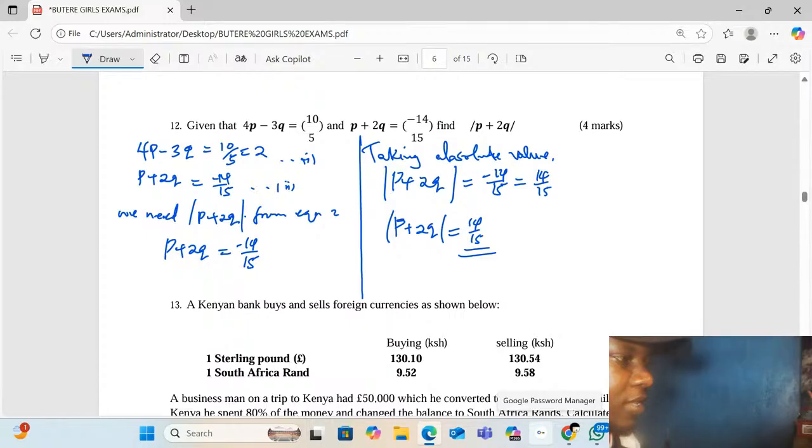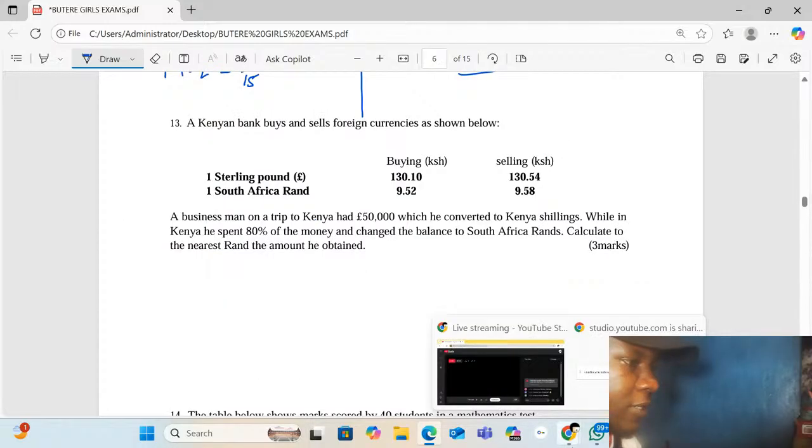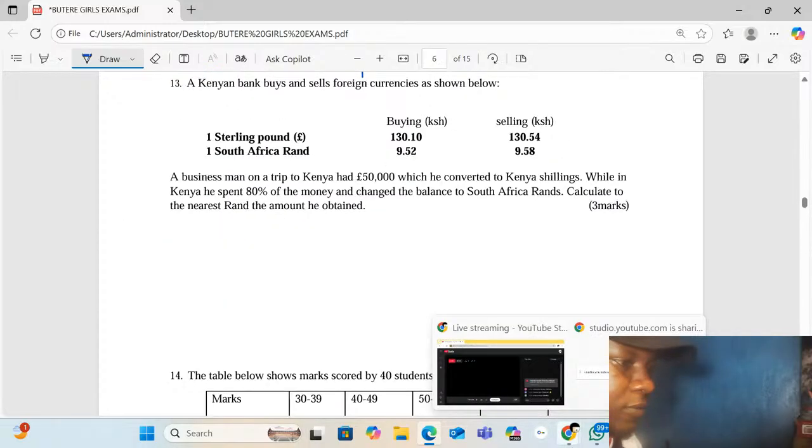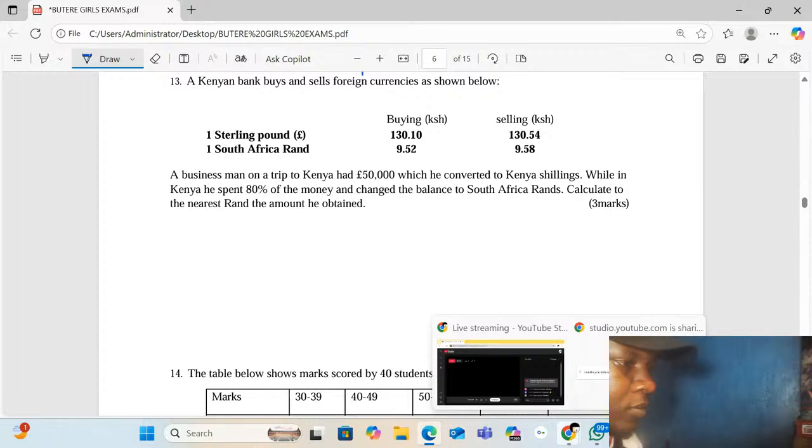Then we move quickly to number 13. Number 13.